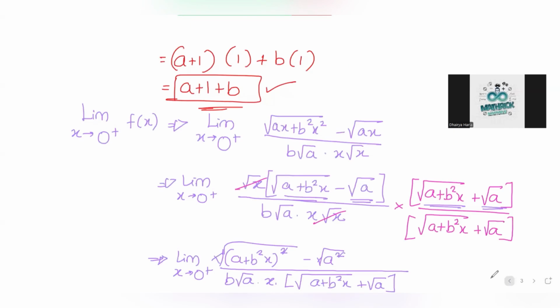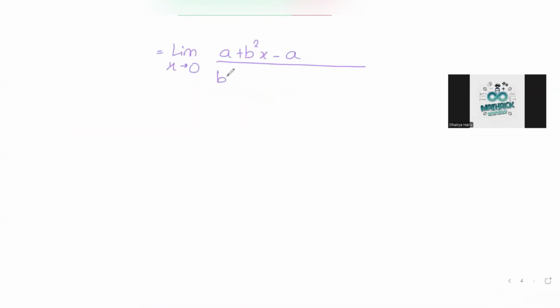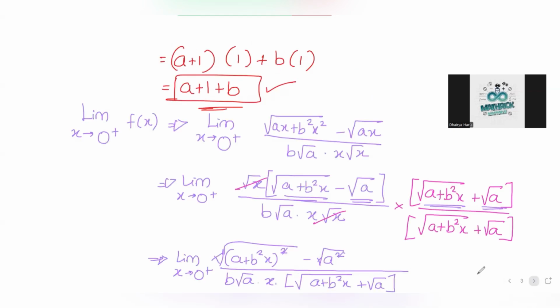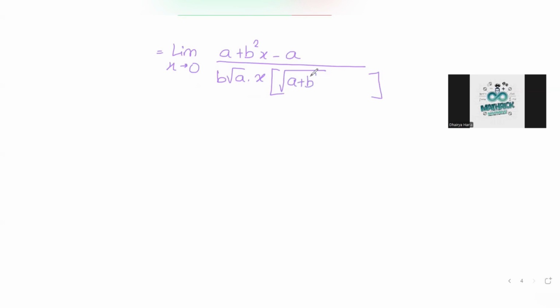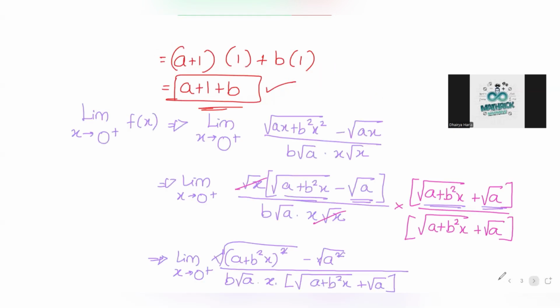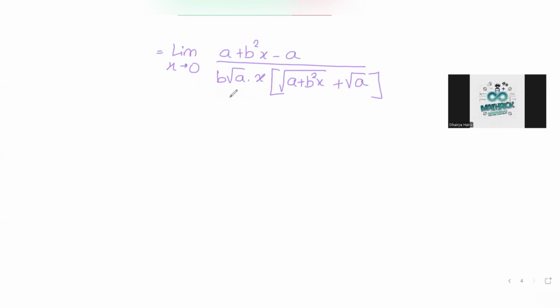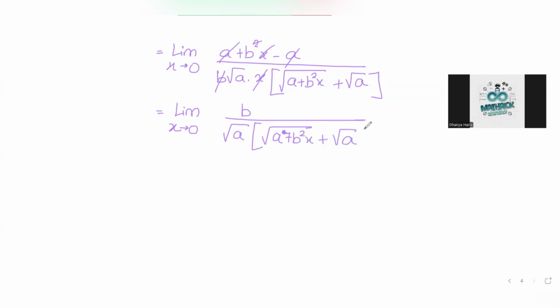So limit x tends to 0 plus, b square x minus a, divided by, here I have b root a as it is, x also, and in the bracket, the one which we rationalized right now that is left. So square root of a plus b square x plus square root of a. So we have this with us, a and a get cancelled, x and x get cancelled, b also gets cancelled. So you're left with limit x tends to 0, b over root a into bracket square root of a plus b square x plus root a.